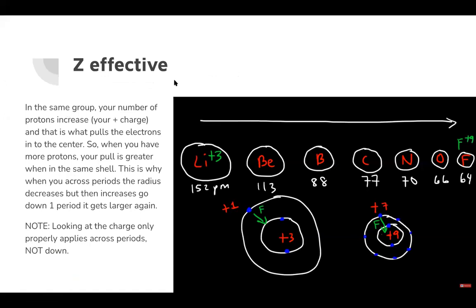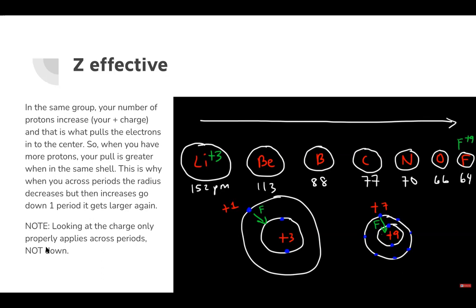So in the same period, your number of protons increases. So that's your charge on the right here, as you can see. Lithium has +3, and then fluorine has +9. And this is what pulls the electron into the center. So when you have more protons, your pull is greater when in the same shell. This is why when you go across periods, the radius decreases, but then increases as you go down another period, because when we go down another period, we add on another energy level or another subshell.